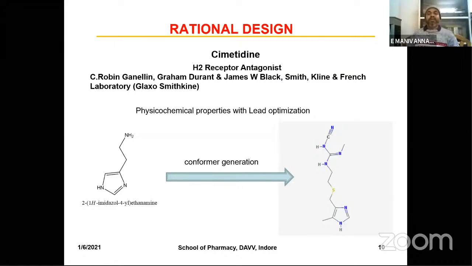That is another blockbuster drug. So that completely replaced, we can say, cimetidine, the H2 receptor antagonist. These are all rational drug design. Rational drug design is most prevalent in the pharmaceutical industries for developing new drugs.